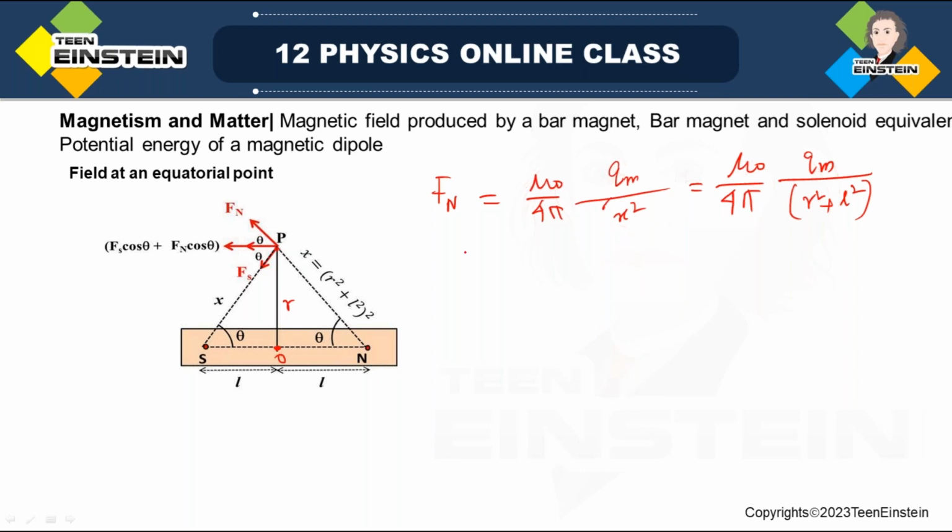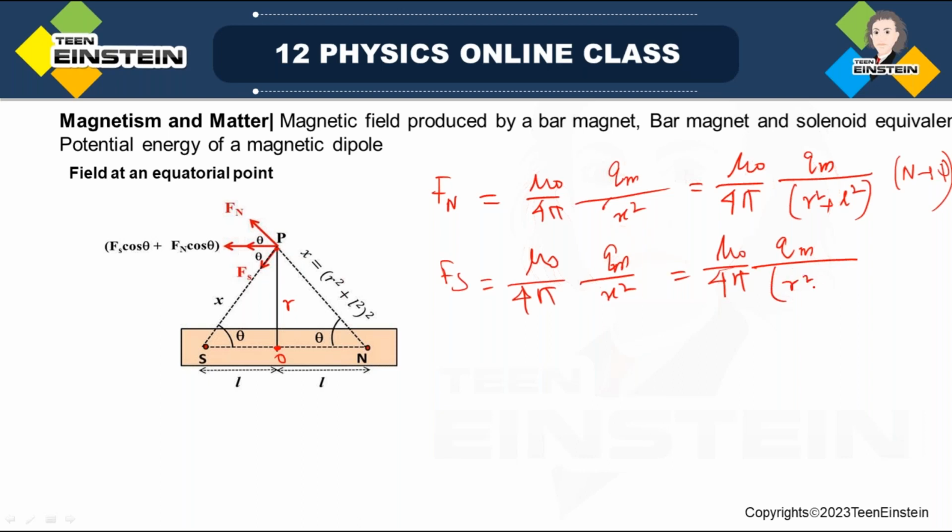Now similarly, one thing is important here: the field direction is actually from N to P, and you can see this. Fs also has the same thing; by magnitude they are the same, qm by x square. So this is nothing but... okay, these are by magnitude.